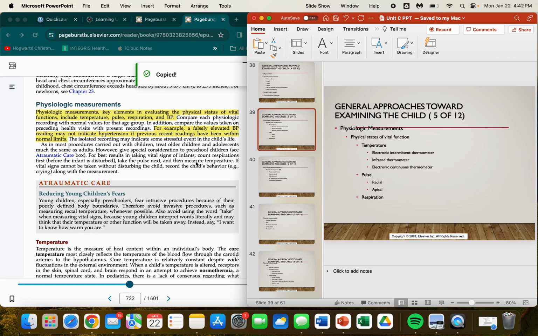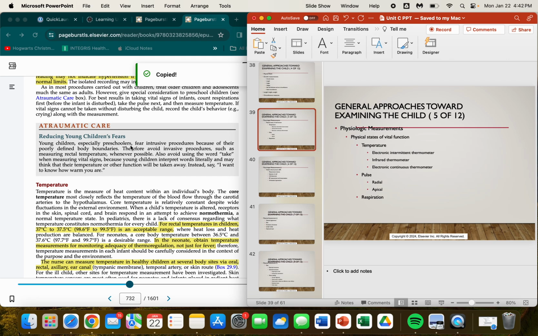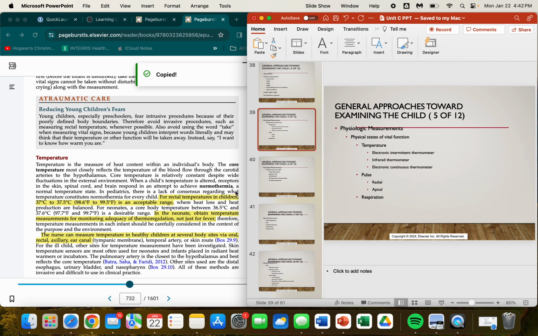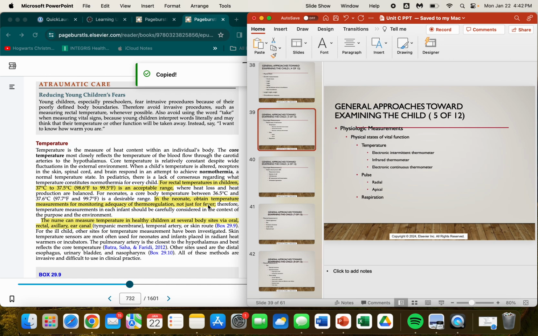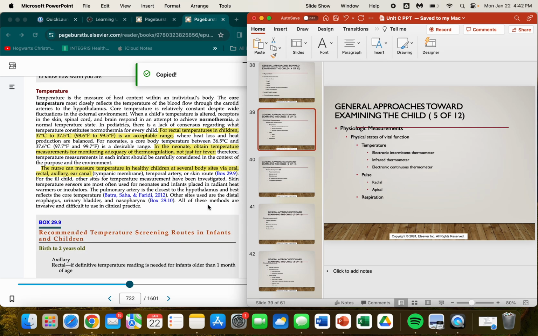A lot of times, like your book talks about, a falsely elevated blood pressure reading may not indicate hypertension in a child, especially if their previous readings are fine. Obviously, if you have an infant come in and they're kicking and screaming and you're trying to take a blood pressure, and the result is very off, you might want to give it a minute and then reassess after they've calmed down, right? That may not be a very accurate reading. So that's something we need to take into consideration when taking those measurements.